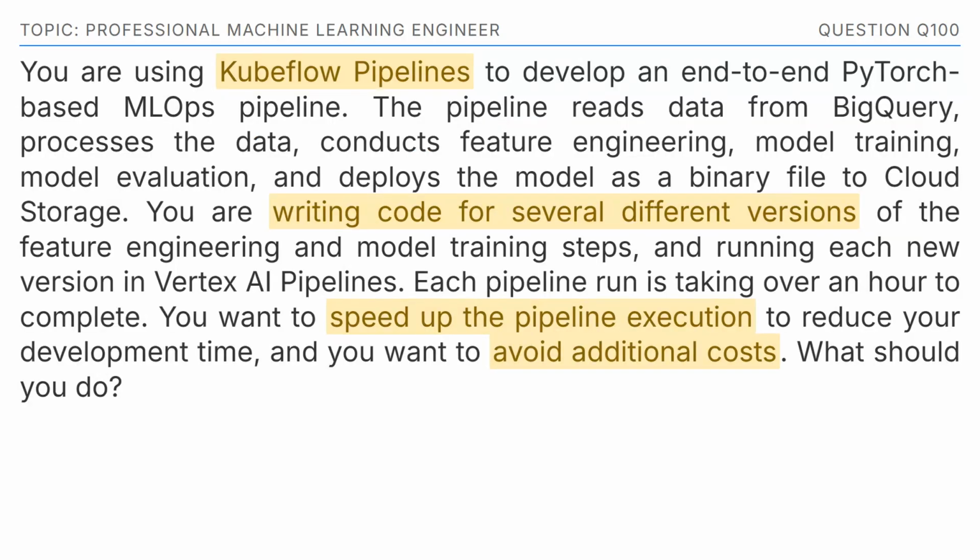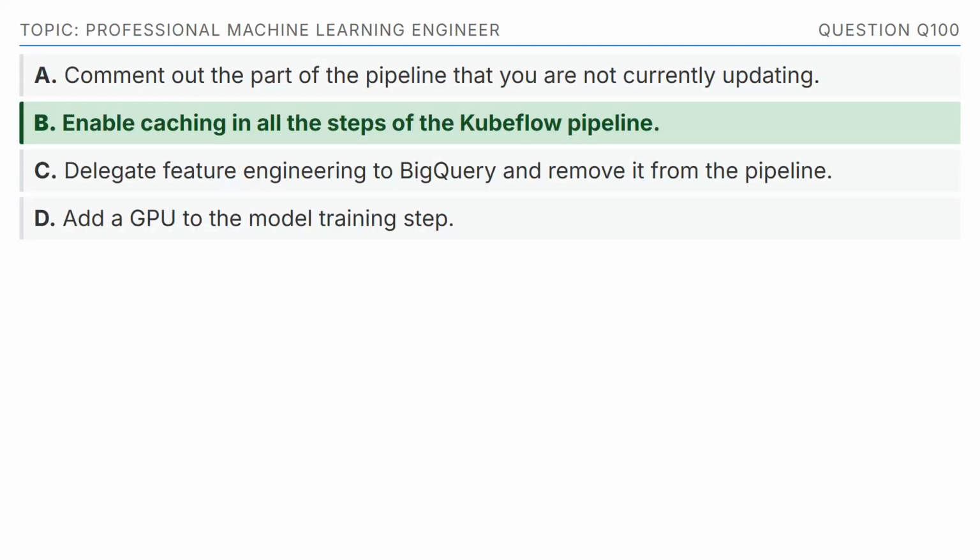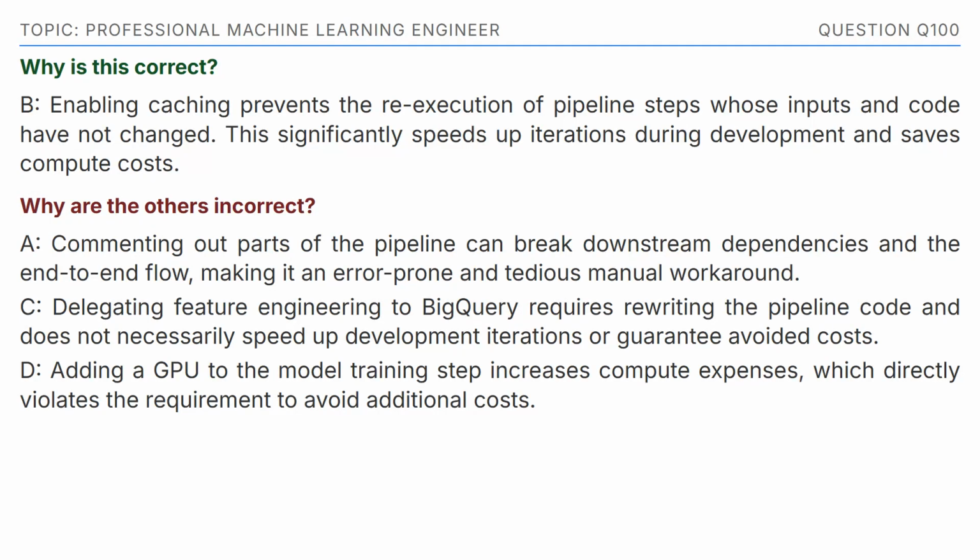To arrive at the correct answer, we focus on the keywords: Kubeflow pipelines, writing code for several different versions, speed up the pipeline execution, avoid additional costs. The correct answer is option B, enable caching in all the steps of the Kubeflow pipeline. Why is this correct? B. Enabling caching prevents the re-execution of pipeline steps whose inputs and code have not changed. This significantly speeds up iterations during development and saves compute costs.